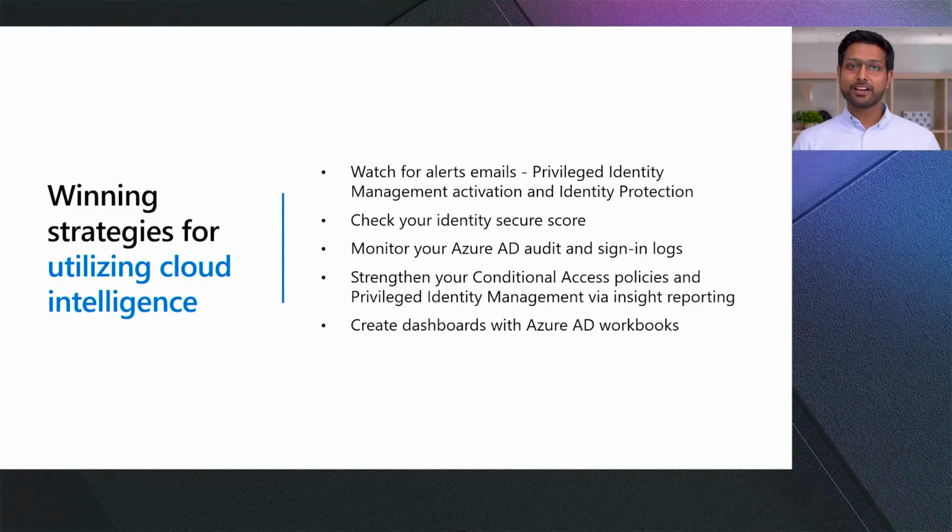At the very minimum, we recommend that you pay attention to the emails that you get from Azure AD Privileged Identity Management and Identity Protection, and also navigate to the Alerts and Insights sections in PIM, Identity Protection, and Conditional Access. And lastly, you can use many of our APIs to connect to your own SIEM tools to build your own custom visualizations outside of Azure AD.